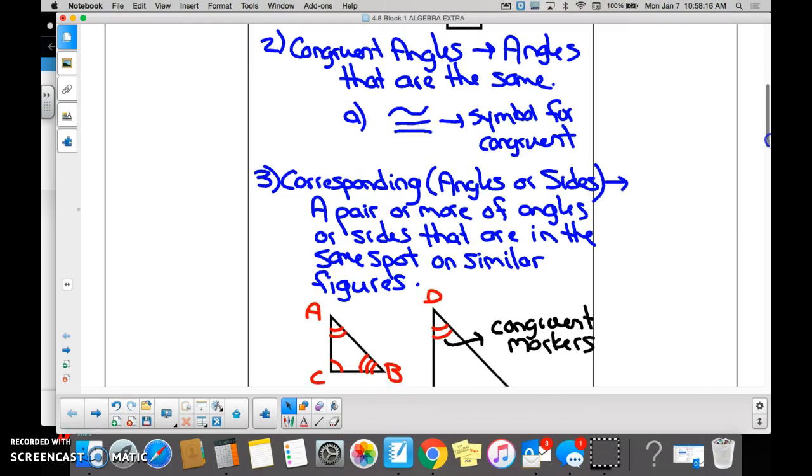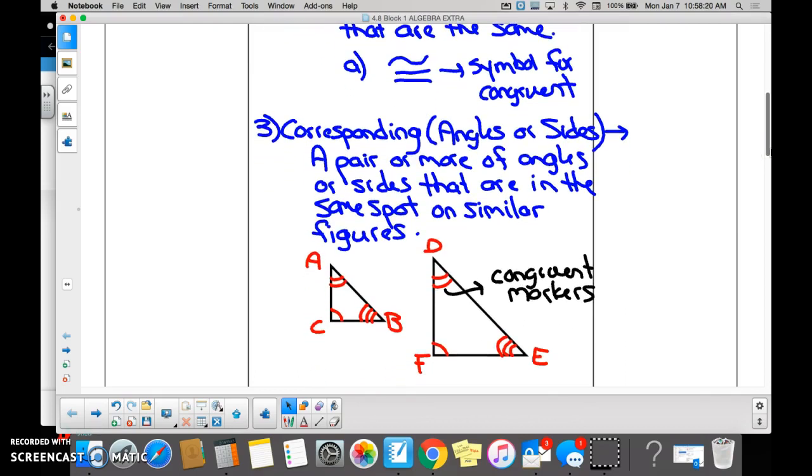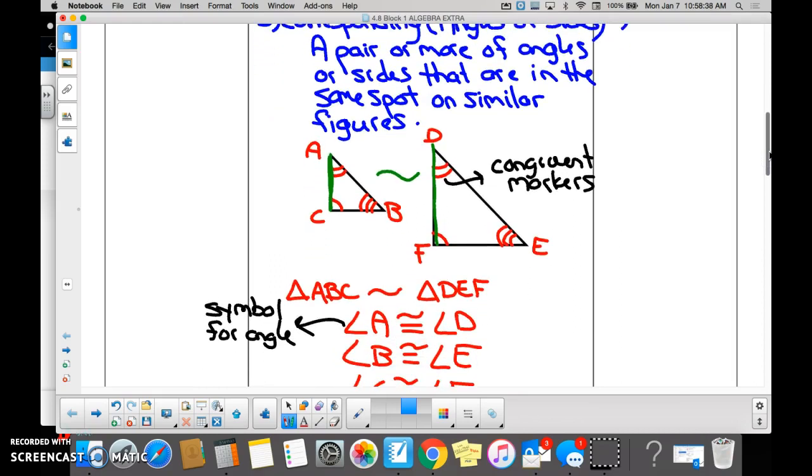And then just to clarify, corresponding angles or sides would be angles or sides that are in the exact same spot on similar figures, right? Yes. So if you are looking at side AC of this triangle, what is the corresponding side of the other triangle? Yeah. And we know that these two are similar because it says so right there. ABC is congruent to DEF.